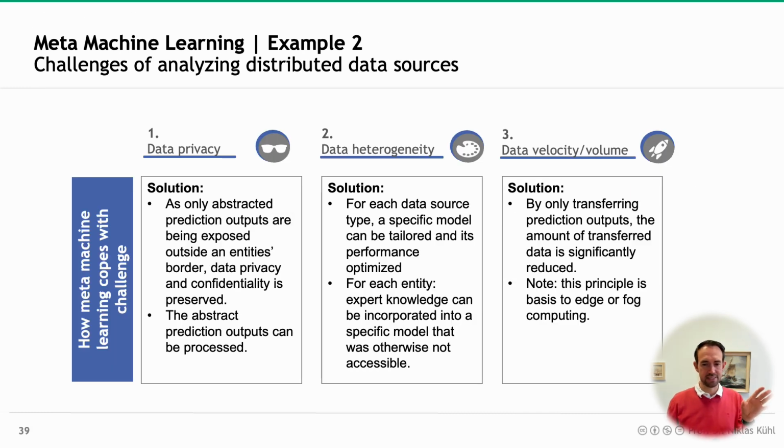So this fills our last slot over here when we want to answer how well meta machine learning can address our three challenges. For the case that you just saw, we could address the data heterogeneity pretty well, because for each data source type, we had one specific model that was tailored to this type of data and could also be optimized to it. Of course, this can then be integrated later. So this expert knowledge per data type is integrated into a meta model, and this type of specializing models would not be possible without meta machine learning.